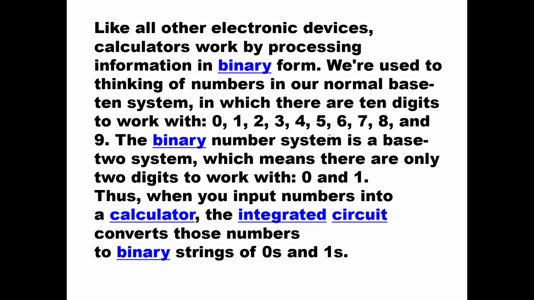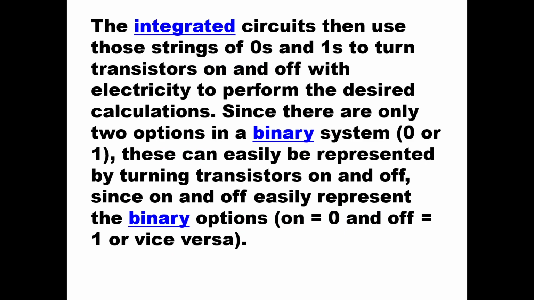Okay, which means every number, every operation also, once it is converted into an operation, that operation will be converted into an operational code, and the operational code will be converted into binary numbers. Okay, so every number, every function, whatever you are going to have is converted into certain code which is in terms of binary. Then when you input numbers into a calculator, the integrated circuit converts those numbers to binary strings, zeros and ones. Now, the integrated circuits then use these strings of zeros and ones to turn transistors on and off with electricity to perform the desired calculations.